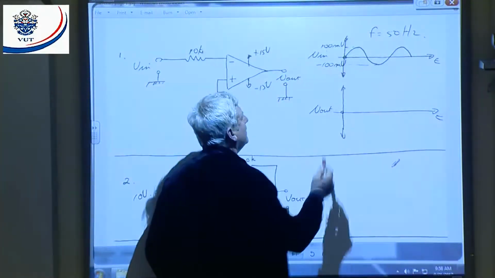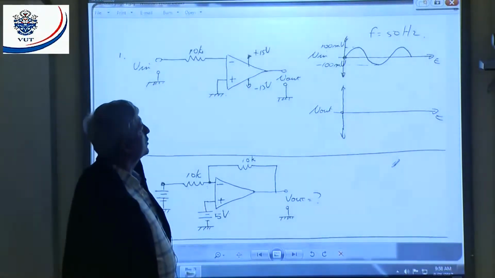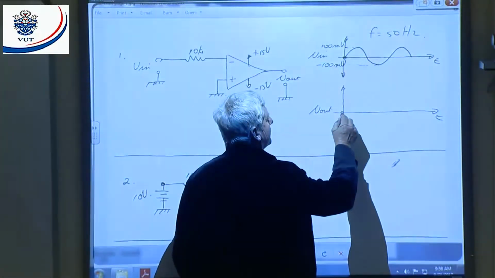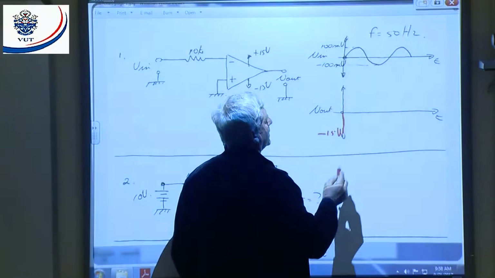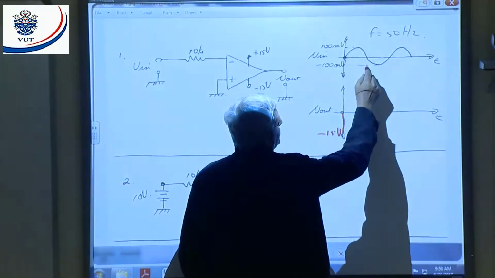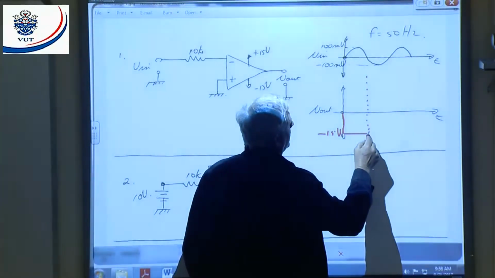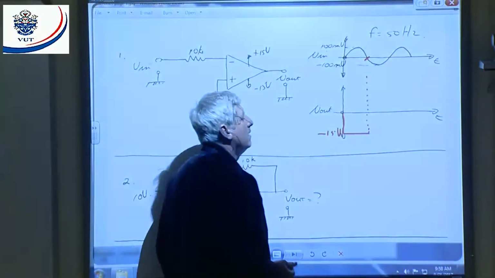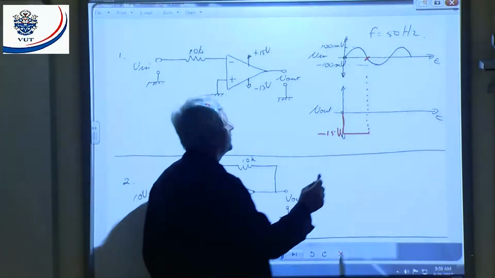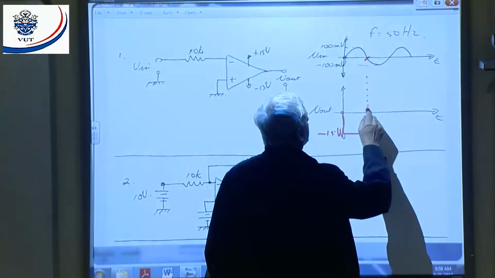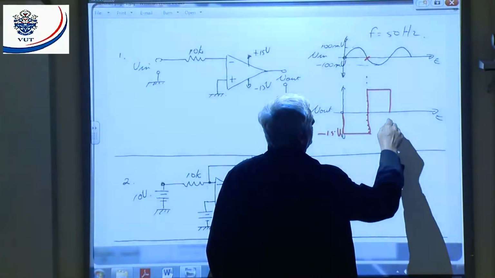When the input goes positive with respect to my reference, my reference is 0, the output will go negative, to minus 15 volts, and stay negative for that duration of time. At that point, my input goes negative with respect to my reference. When it goes negative, the output will shoot up positive to plus 15 and stay at plus 15 for that duration of time.